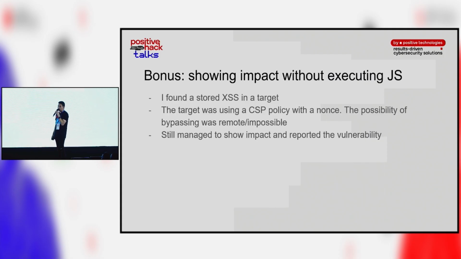Now I'm going to do a quick bonus showing impact without executing JavaScript. In short, I found a stored cross-site scripting vulnerability on a target, and the target was using a nonce in the CSP policy, and it was really, really well implemented, so any chance of bypassing it was almost impossible. So I wasn't able to bypass that, but I still managed to show impact without running JavaScript. And I'm going to give you 3 quick examples of how you can also do that.